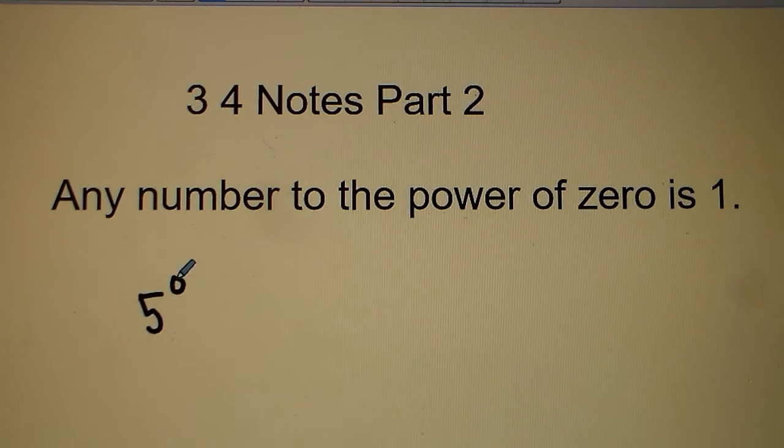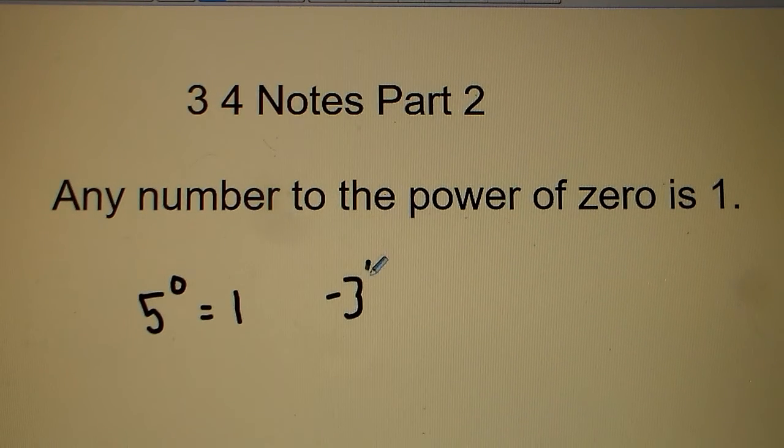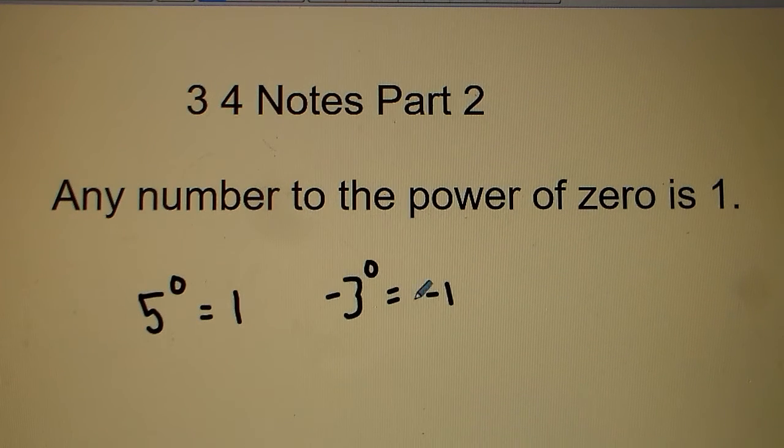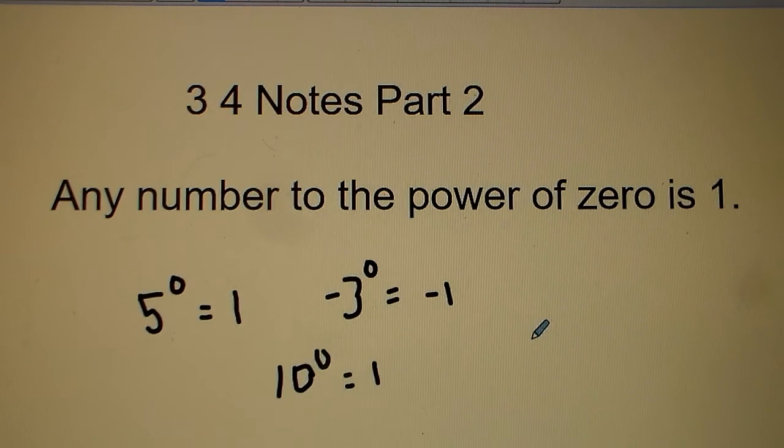5 to the power of 0. When you put that in a calculator, you'll see that simplifies to 1. Negative 3 to the power of 0 simplifies down to negative 1. So even if there's a negative in front, that negative gets carried over. 10 to the power of 0, that's 1. 17 to the power of 0 is 1.